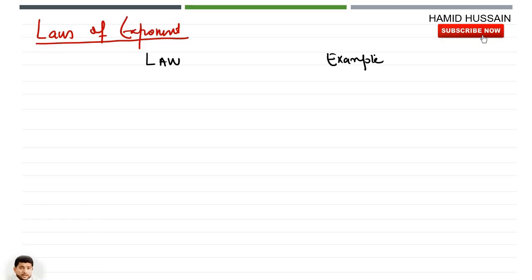Hello everyone, and in this video I'm going to tell you the different laws of exponents with examples. Let's state the first law: x to the power 1 is equal to x. To prove it, 6 to the power 1 is 6.